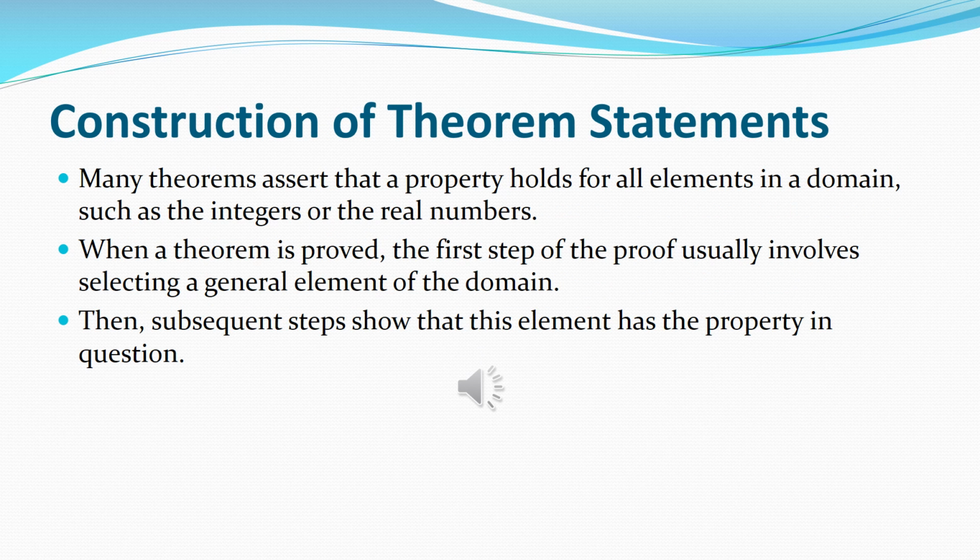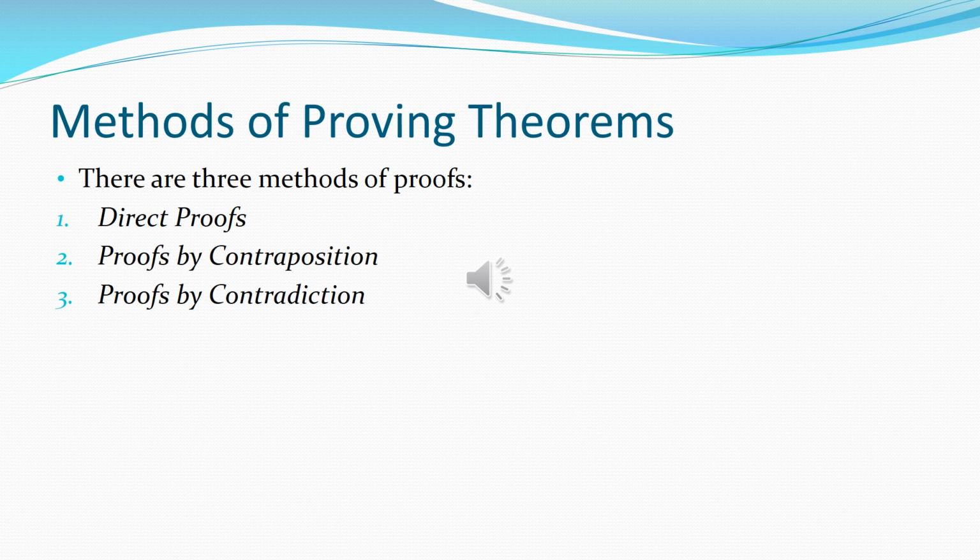Construction of theorem statement. Many theorems assert that a property holds for all elements in a domain, such as the integers or the real numbers. When a theorem is proved, the first step of the proof usually involves selecting a general element of the domain. Then subsequent steps show that this element has the property in question.